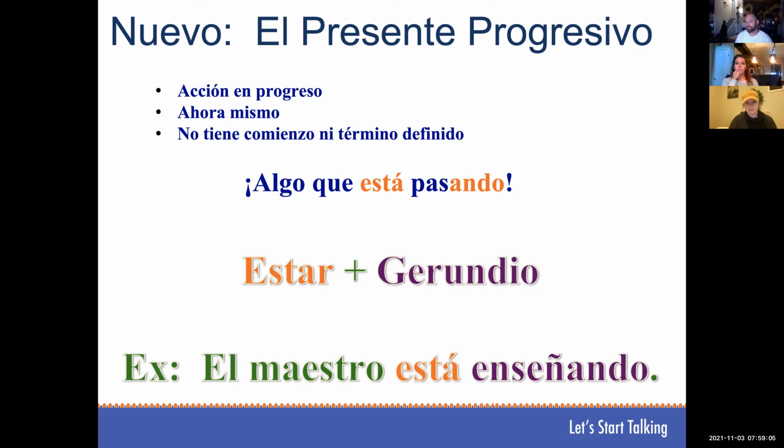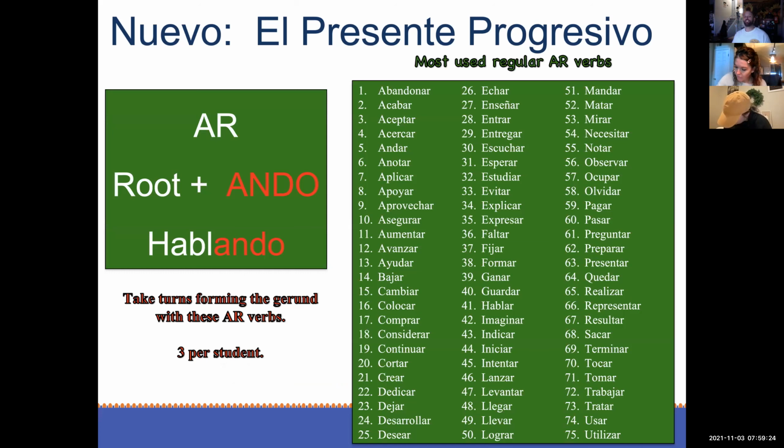And we need two things to make this. We need the verb estar, and that's the verb that we're going to conjugate based off of who is doing the action. Then we also need what's called the gerund, the gerundio. And that's like our ing form of the verb. So to make the ing form with Ar verbs, we again take away the Ar ending. This time we add back ando. So this ando is essentially meaning ing. Hablando then would mean talking versus talk, right?